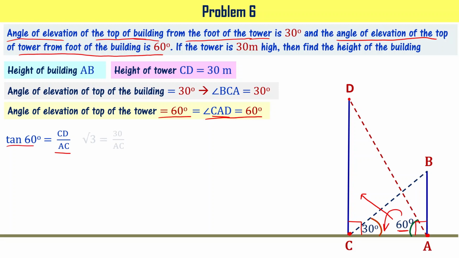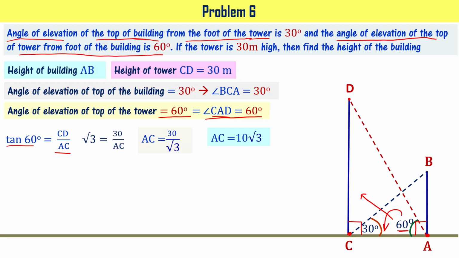Let's substitute them so that you can write it as root 3, that is tan 60 degrees, equal to CD divided by AC, that is equal to 30 by AC. You rearrange it such that you can write it as AC equal to 30 divided by root 3, right? 30 can be written as 10 times 3. Then you can simplify it and write it as AC equal to 10 root 3, right?